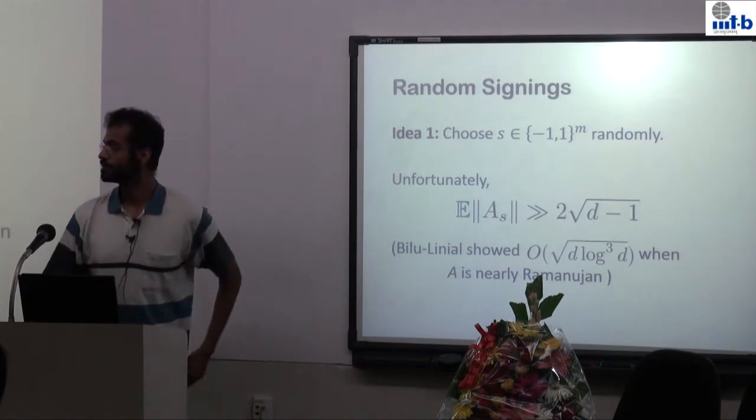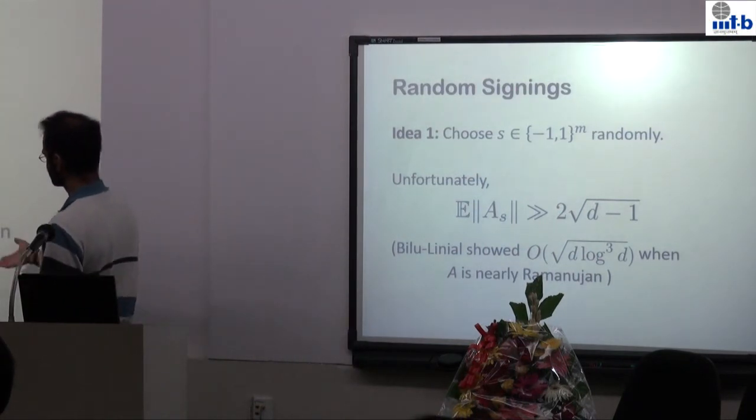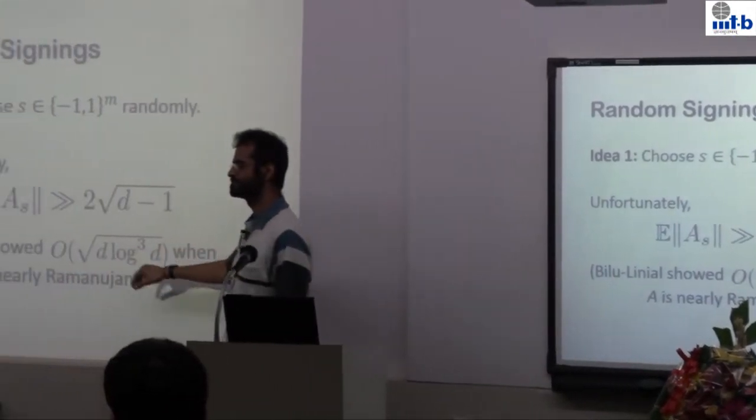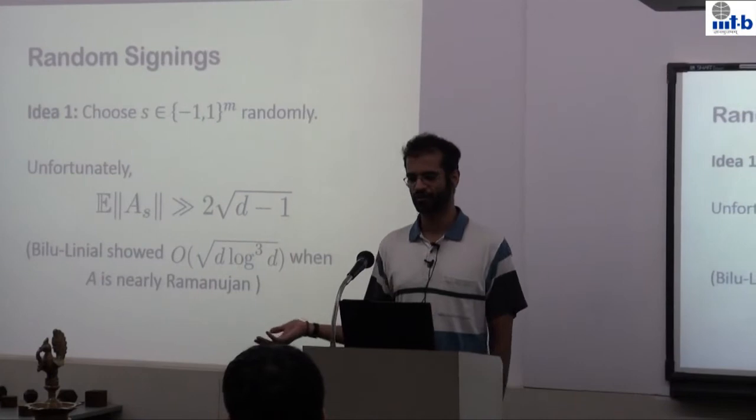What do you mean by A is nearly Ramanujan? Yeah, so that's something they defined. I think they defined it as being anything whose eigenvalues are at most this number. So it's not 2 square root d minus 1, it's order square root d polylog d.